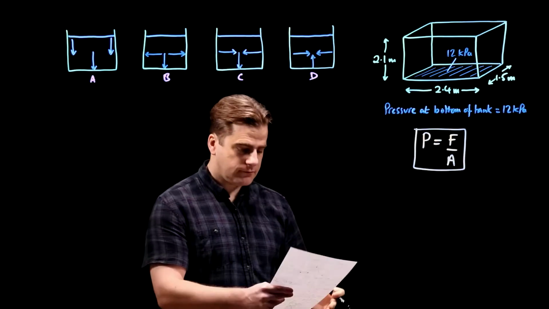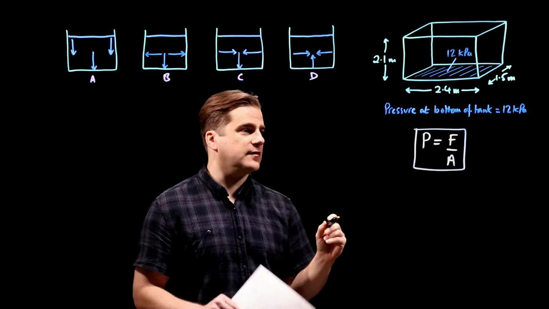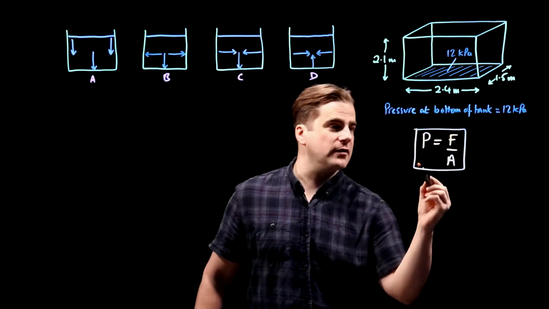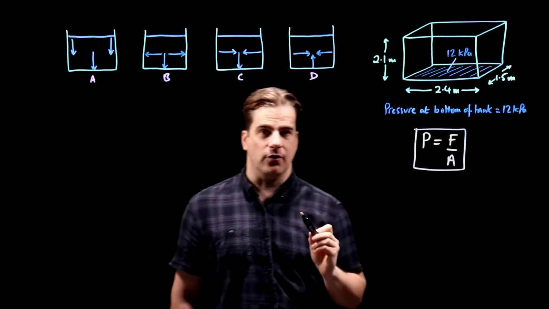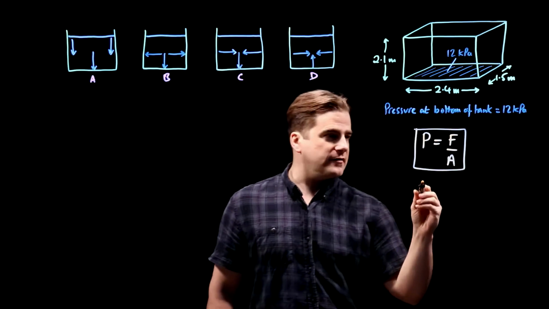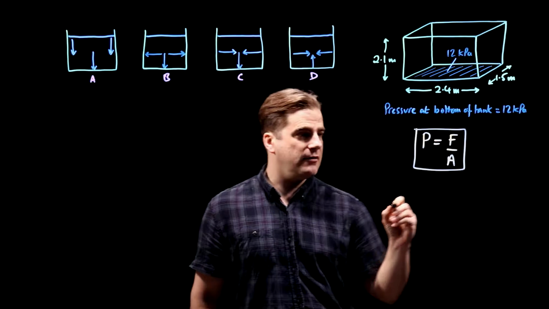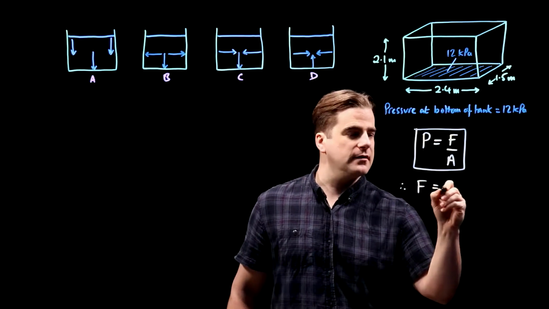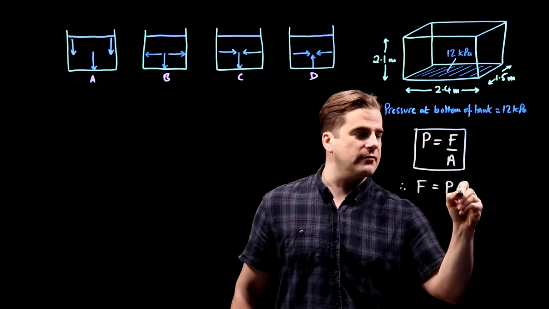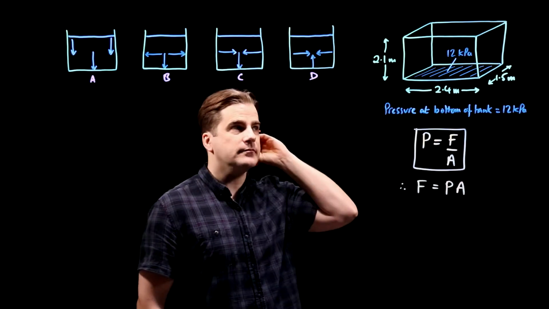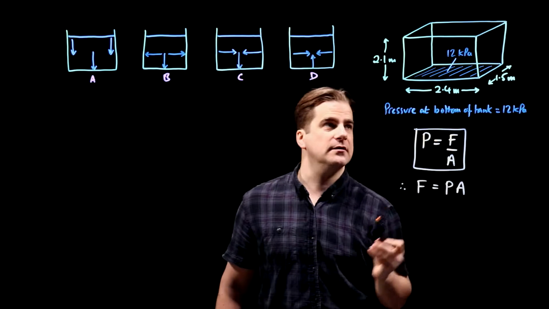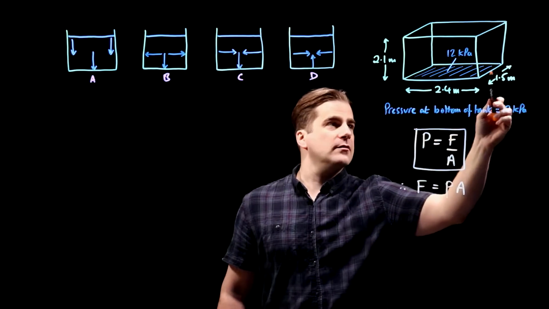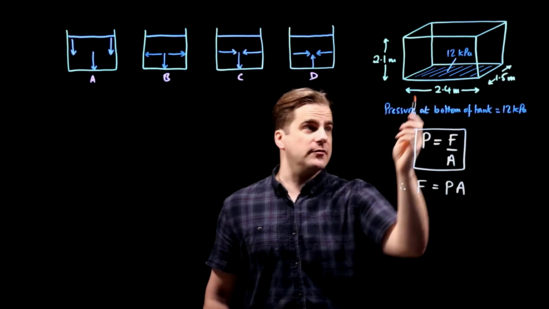So calculate the weight of the water in the tank. In other words, we have to find force. We have to rearrange this equation to make force the subject. Well, that's easy enough. We multiply both sides by area and we get force. Therefore, force is pressure times area. Well, we've been told the pressure. What about the area? Well, we just need to work out the area of the bottom of the tank.